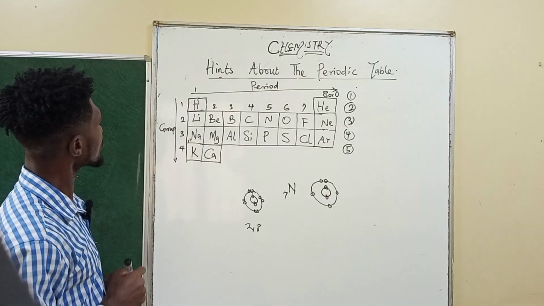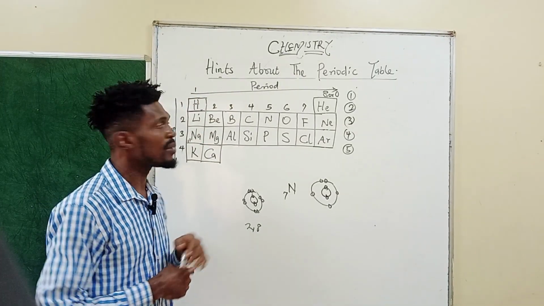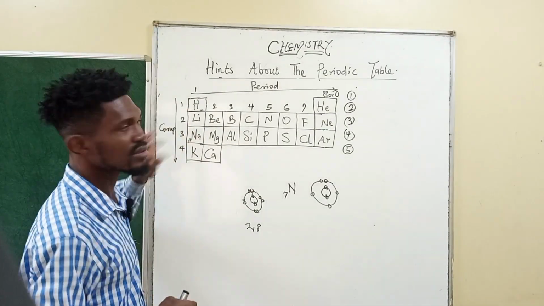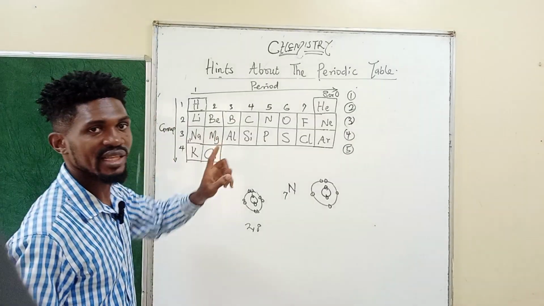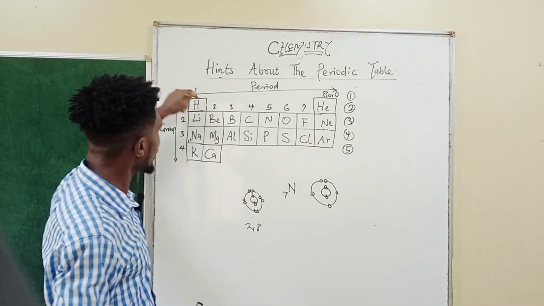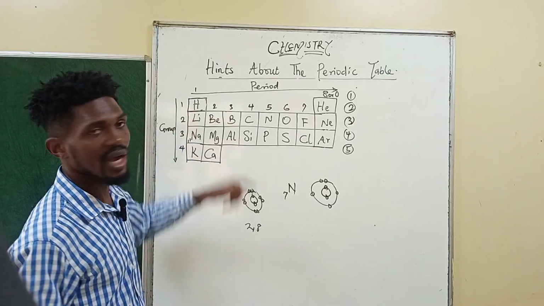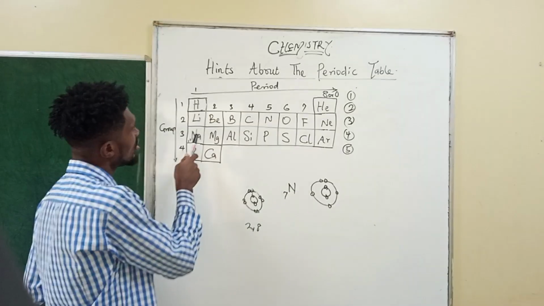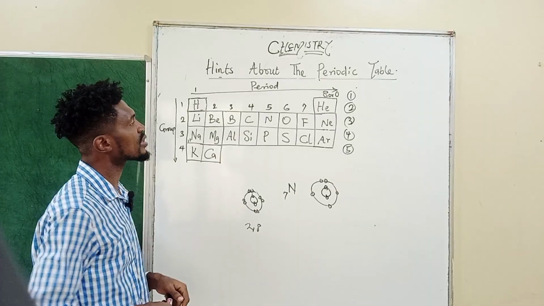The next one is group 1 to group 3 are all metals. Elements from group 1 to 3 are all metals. The exception is hydrogen. And hydrogen is there for convenience sake, because it has 1 electron at the outermost shell. So it has to be in group 1. If not, hydrogen is a gas. Other elements, group 1 to group 3, are all metals. For example, lithium is a metal, beryllium is a metal, boron is a metal, sodium is a metal, magnesium is a metal, aluminium metal, potassium metal, and calcium metal.